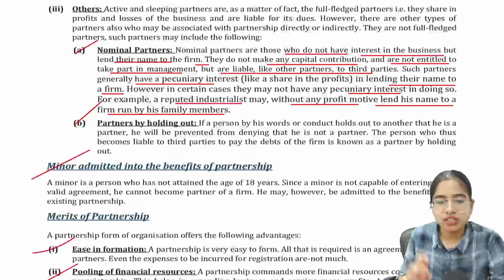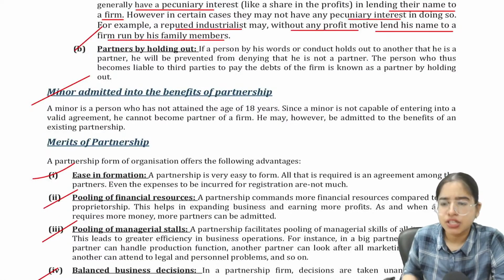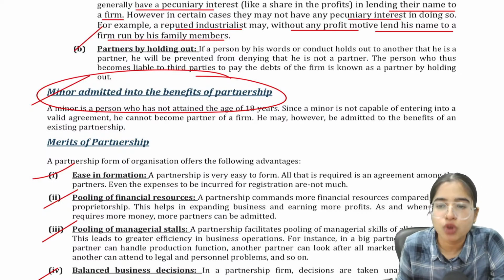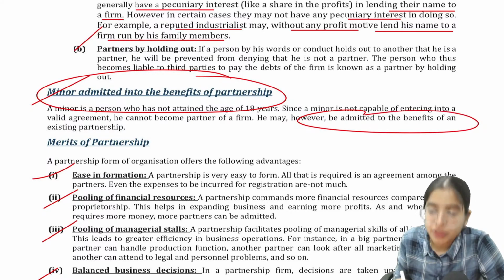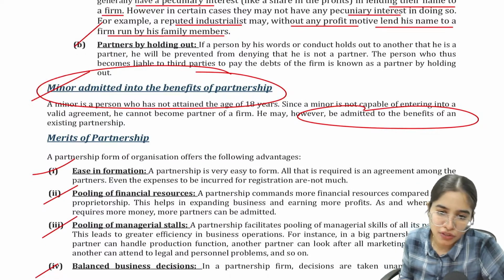I hope this point is crystal clear to all of you. Can a minor become a partner? The answer is no. Minor cannot become a partner in the partnership deed. Why? Because minor is not competent to contract. However, there is one exception, that minor can be admitted only to the benefits of the partnership.